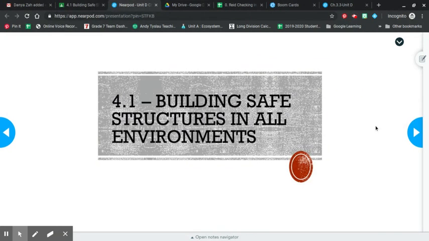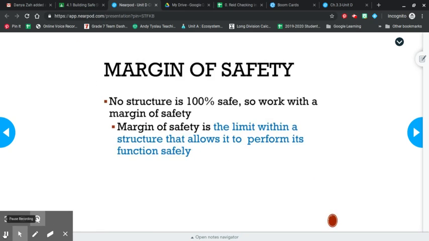Next, we had 4.1, building safe structures in all environments. The first thing was the margin of safety. The margin of safety is the limit within a structure that allows it to perform its function safely. For example, when you're driving with family, or on city transit, you might see pictures that look like a car skidding off the road, letting you know that when it's raining or snowing, the road is slippery. Be careful. Speed limits are another example of margin of safety.